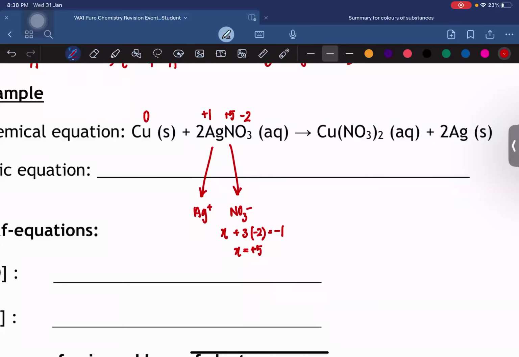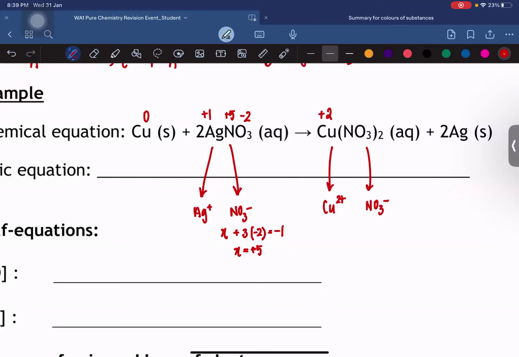Okay? Moving on. Copper. Copper in copper 2 nitrate. What is the oxidation state? Guys, what's the oxidation state for copper in copper 2 nitrate? 2 plus, correct. Because Cu2 plus, NO3 minus. So this is plus 2. What about the nitrogen here? What's the oxidation state?